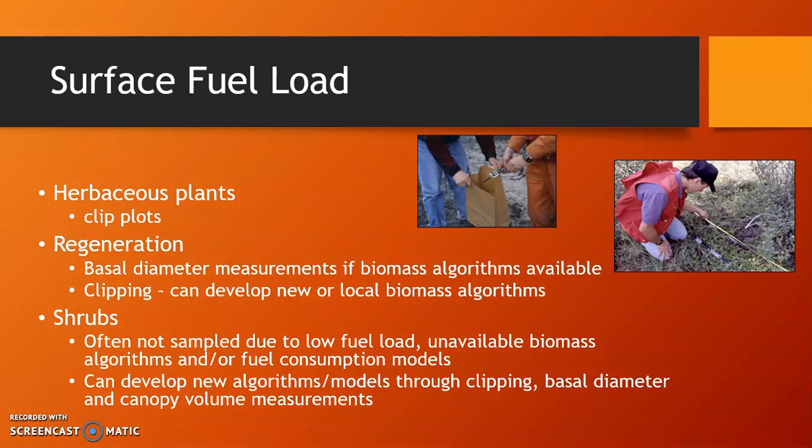But you also need to develop fuel consumption models, and that's something we don't have in Canada: good fuel consumption models for shrubs. But you can develop your own models as well, again, doing the clipping and then correlating that with basal stem diameter with biomass, or with canopy volume measurements with biomass. So you would measure each individual shrub as a cylinder. There's a diameter to the size of the crown and a height, and you would get biomass from that.